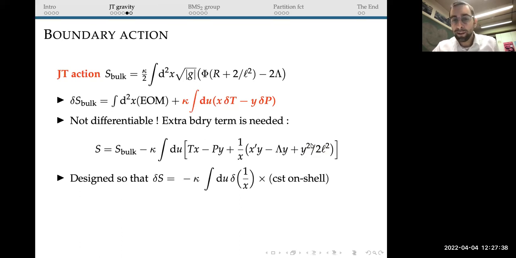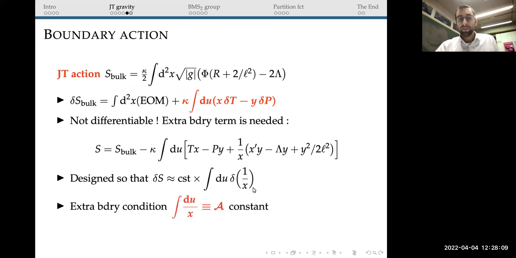And the point of writing it in this way is that it's designed in such a way that even when you vary the action off shell, you find again the equations of motion plus this boundary term. But now this boundary term, as you can see, is a variation of the integral of 1 over x times a certain combination of field components that happens to be constant on shell. So on shell, you can actually pull that constant out and just say that delta S on shell is a constant times this variation of the integral of 1 over x.